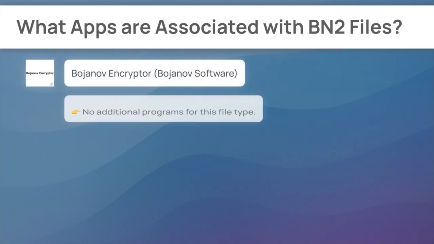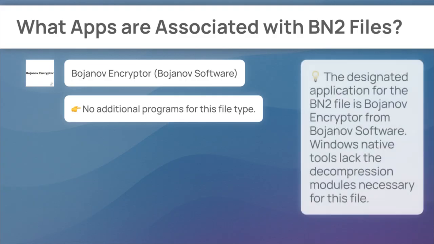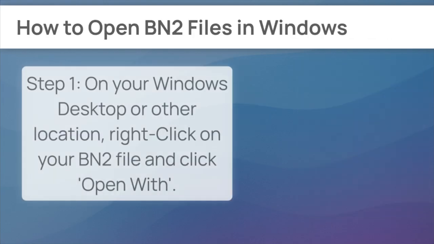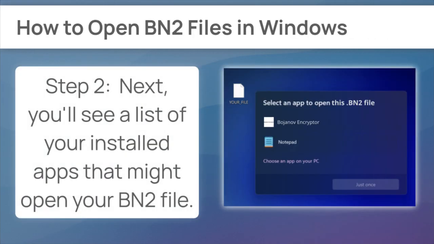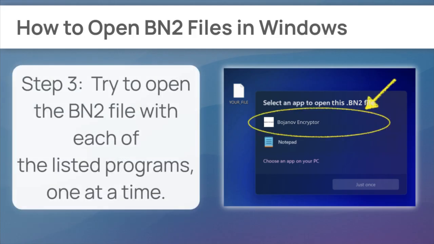Bojanov Encryptor, from Bojanov Software, is the core program designed for the BN2 structure. Windows native tools lack the decompression modules necessary for this file. Windows cannot interpret scrambled file data, so specialized tools are essential to read it. The problem is often a missing file hook. Right-click the BN2 file and choose Open With. Start with Bojanov Encryptor if available. If not, select another application from the list.